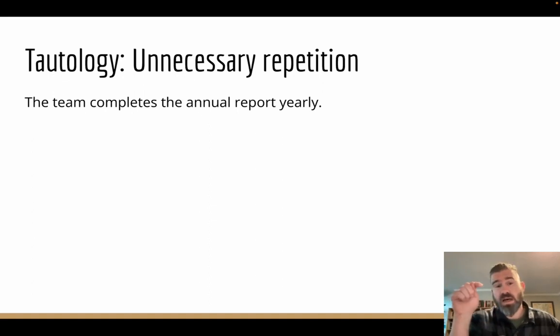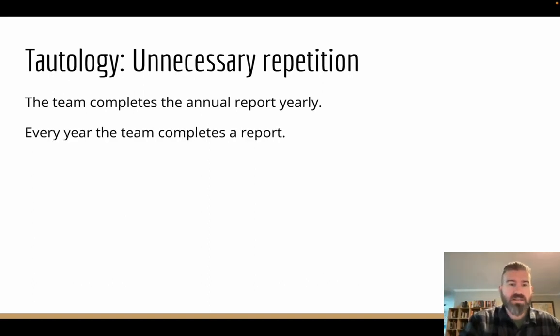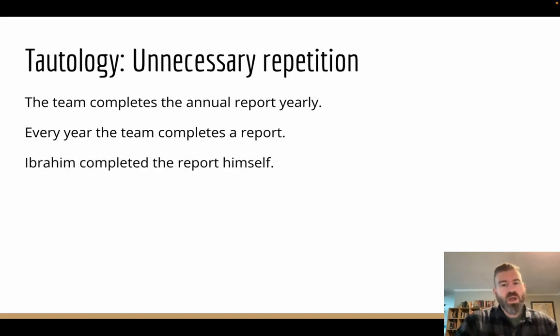So we've got that tautology in there. Now, this one, when I created it, a little bit by design, I can't just say the team completes the annual report. I could, it depends on the context. I might instead say every year the team completes a report, dependent upon the situation. I could say Ibrahim completed the report himself, and you hear people and you see people say this. And some people say, well, there's nothing wrong with that because it indicates that he completed the report alone.